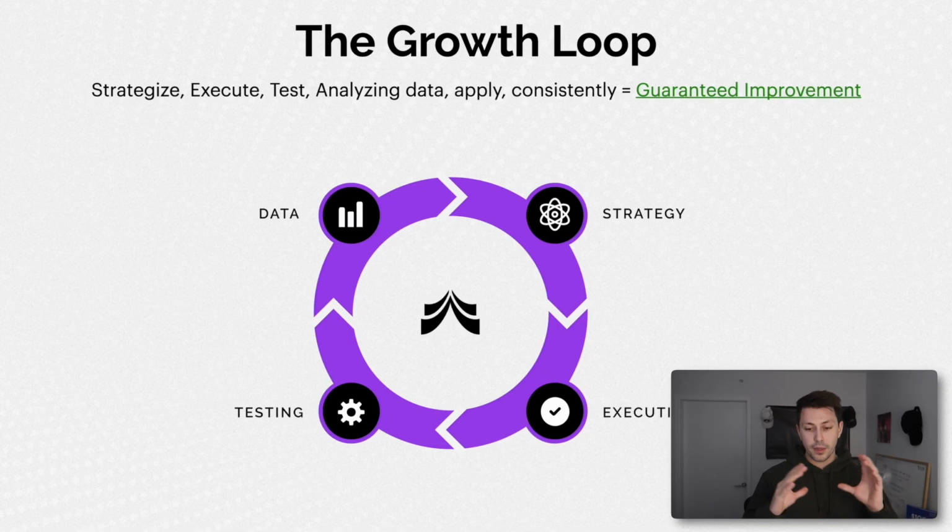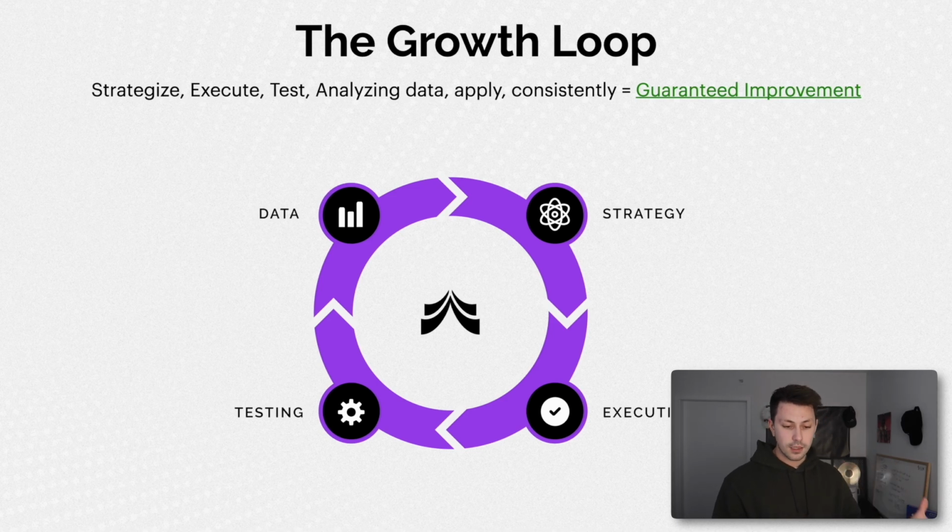One last time to bring this all together, once you strategize, you need to make sure that you execute. Once you execute, you need to test it properly. Once you test it properly, you need to analyze that data. And once you have that data, you need to apply it. And then finally, the most important word on this entire slide is consistently. You need to do this consistently. And if you do all of these things consistently, you will be guaranteed improvement.